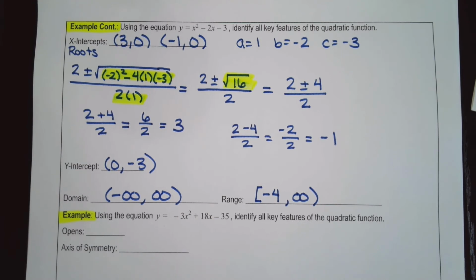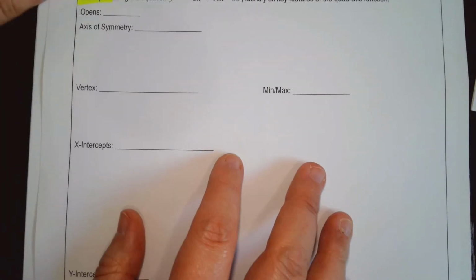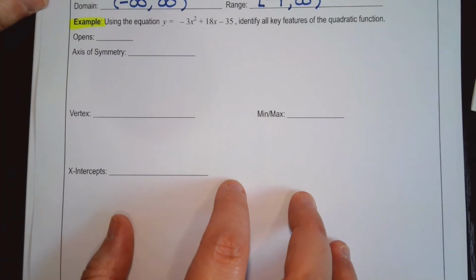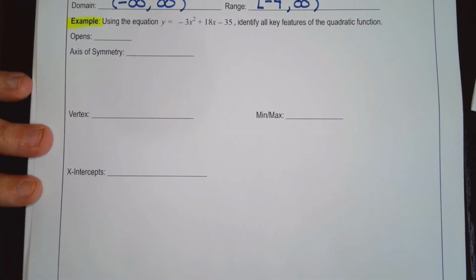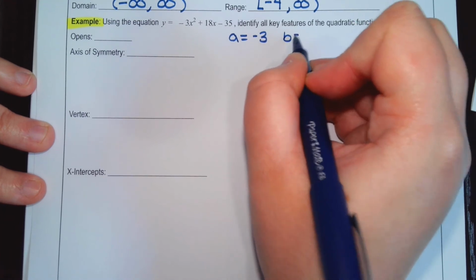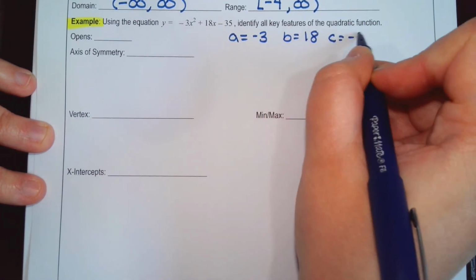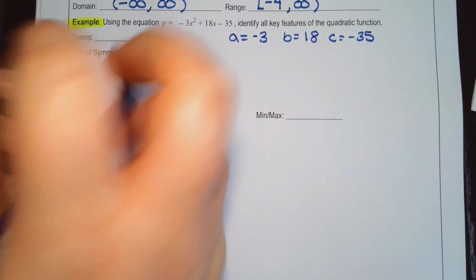We're now going to do one more, because there are some ways that there could be slightly different answers. So we're going to take a look at that right now. So our final example, using the equation y equals negative 3x squared plus 18x minus 35, identify all the key features. So I'm going to start identifying my a, which is negative 3, my b, which is 18, and my c, which is negative 35.